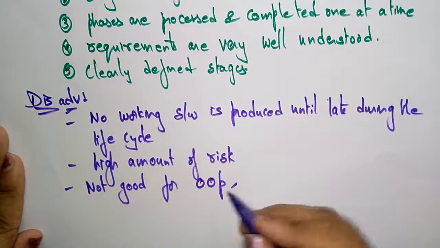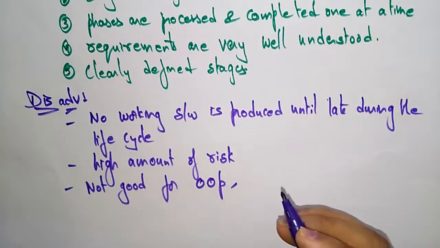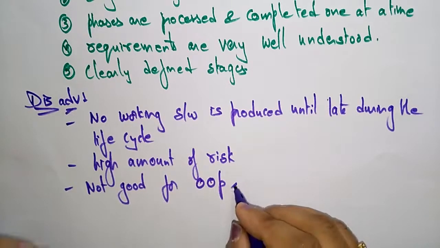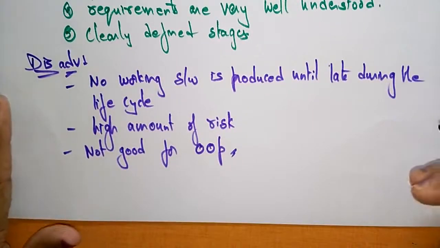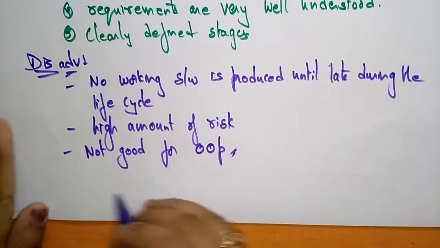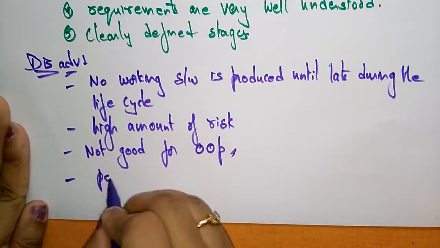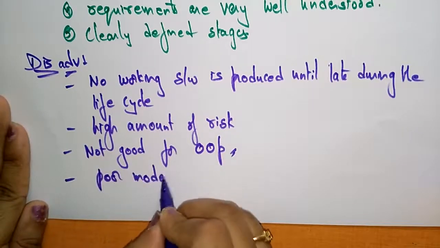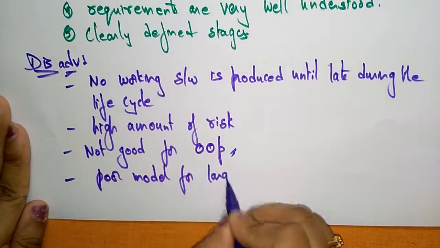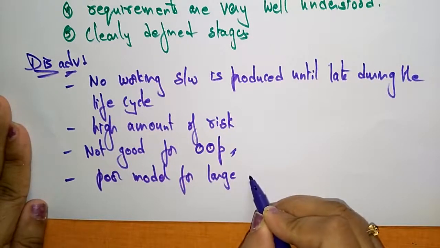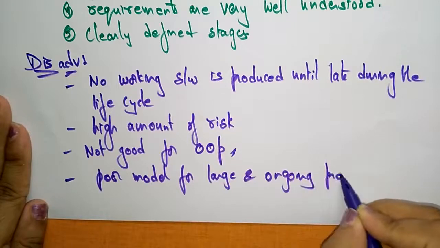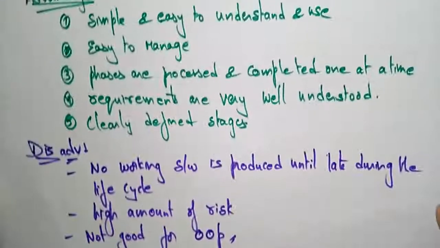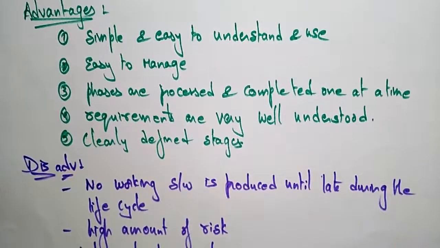It is not a good model for complex and object oriented programs, and it is a poor model for large and ongoing projects. So these are the advantages and disadvantages of using the waterfall model.